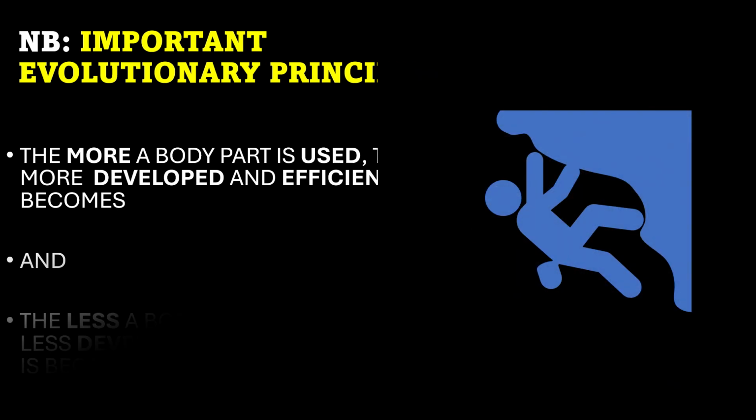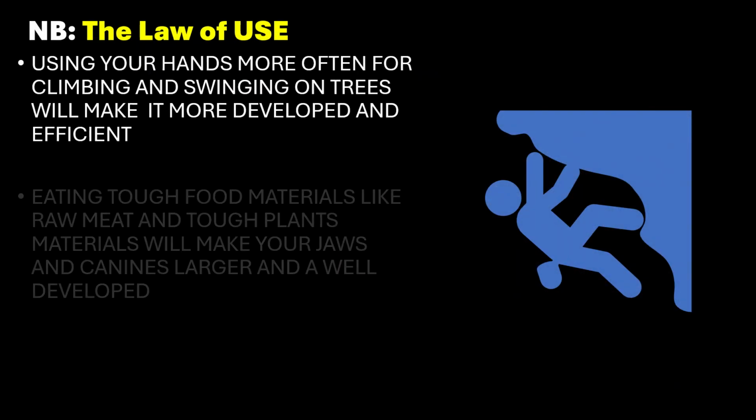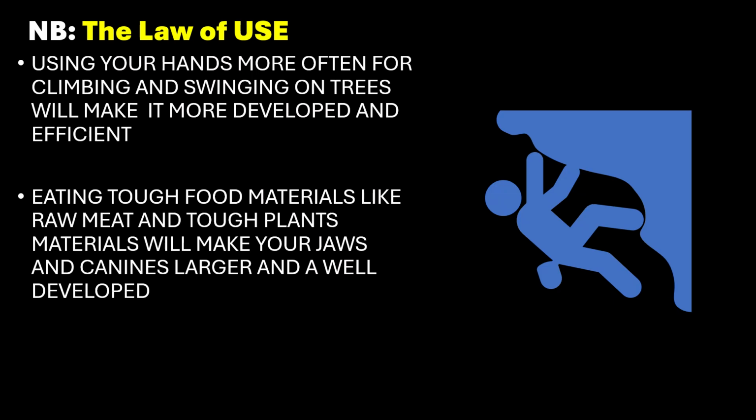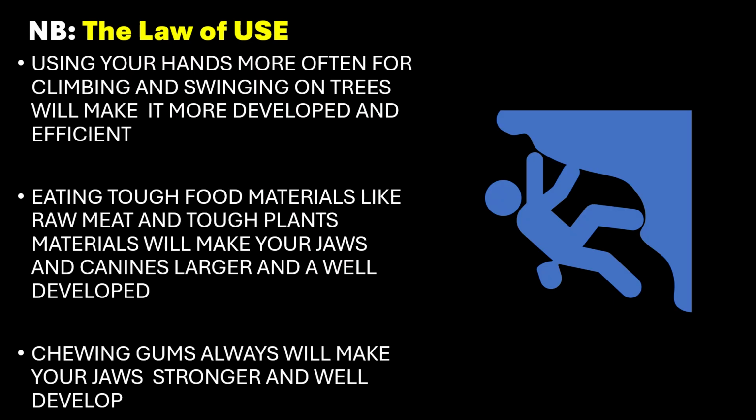So we have scenarios here about the law of use. If you use your hands more often for climbing and swinging, they become more efficient. If you eat tough food materials like raw meat and tough plant materials, it will make your jaw and canines larger and well developed. Chewing gum always will make your jaws stronger and well developed.